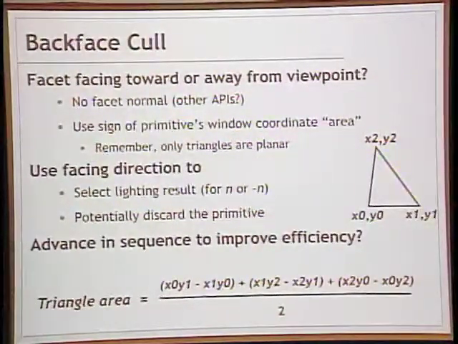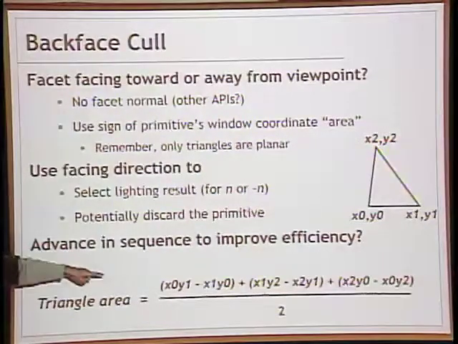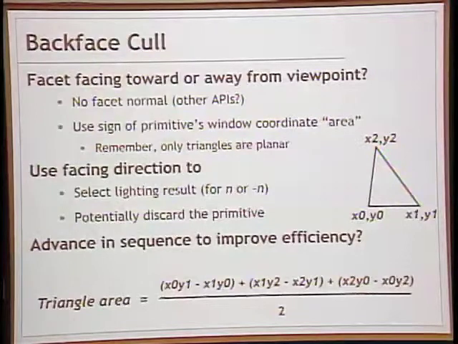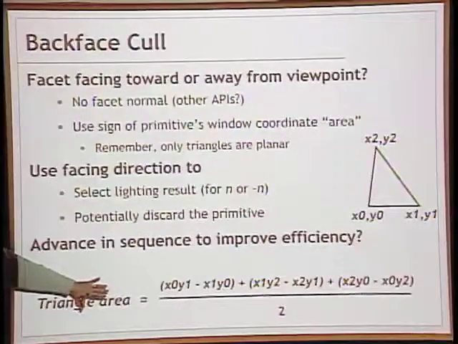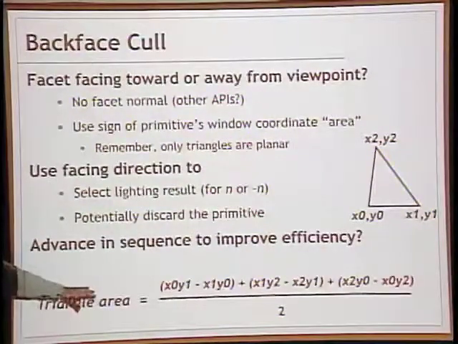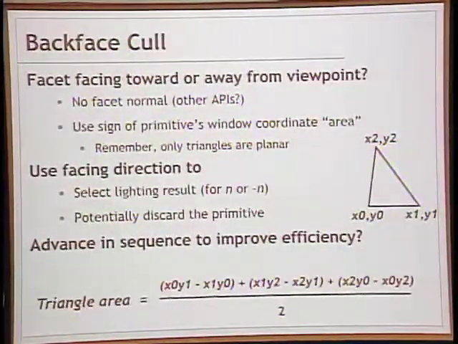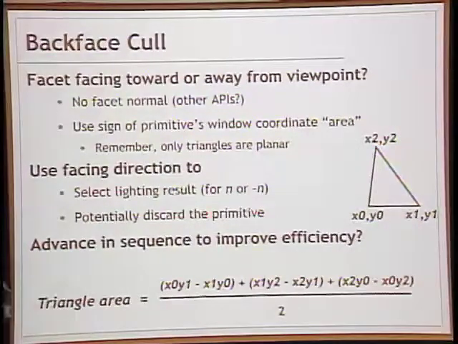Why divide by 2 then? So you don't need to divide by 2 if all you want is the sign. Turns out later on we're going to want the area for something else, and we actually are going to divide by 2. So this tells us what the area is, but if all we're doing is culling, we don't have to do that. All we have to do is figure out if this is positive or negative.